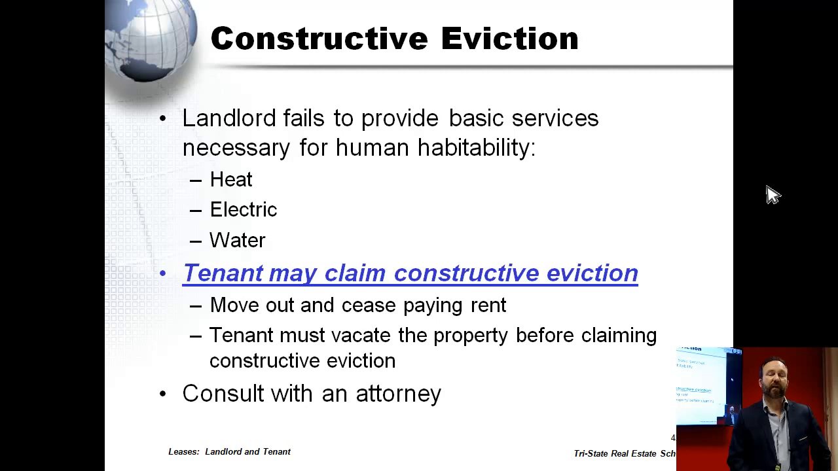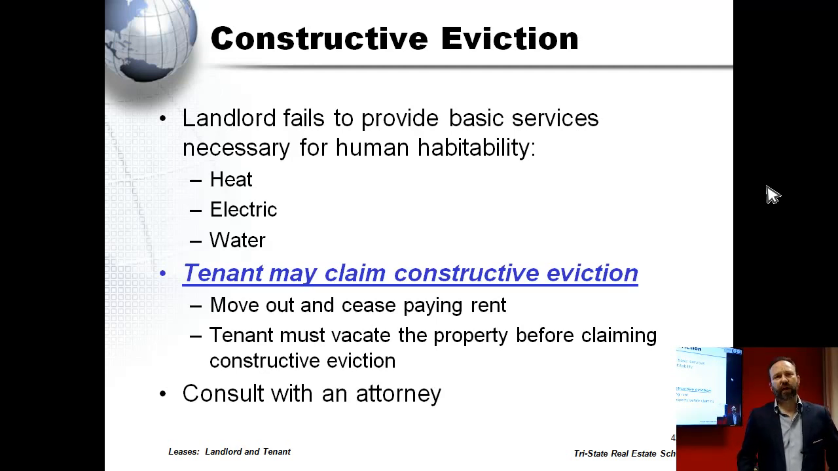I'm sorry, I said just the opposite. The tenant must vacate the property before claiming constructive eviction. I said it backwards. So they can't just claim constructive eviction and then move out, because then the landlord's been put on notice that there's a problem, and they have to comply and fix it.